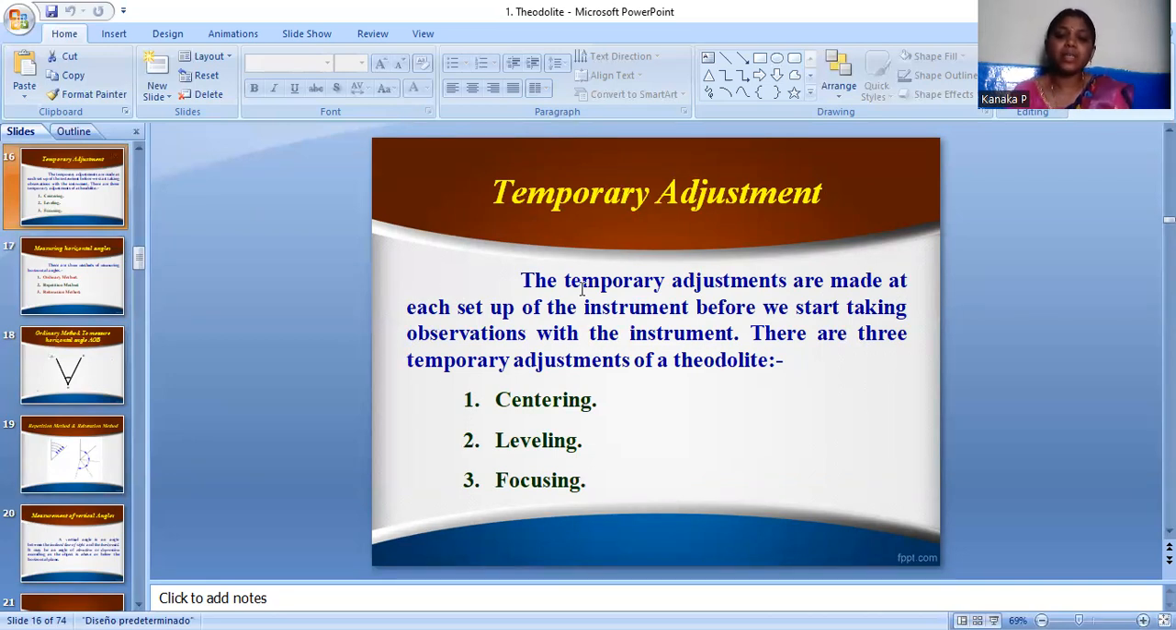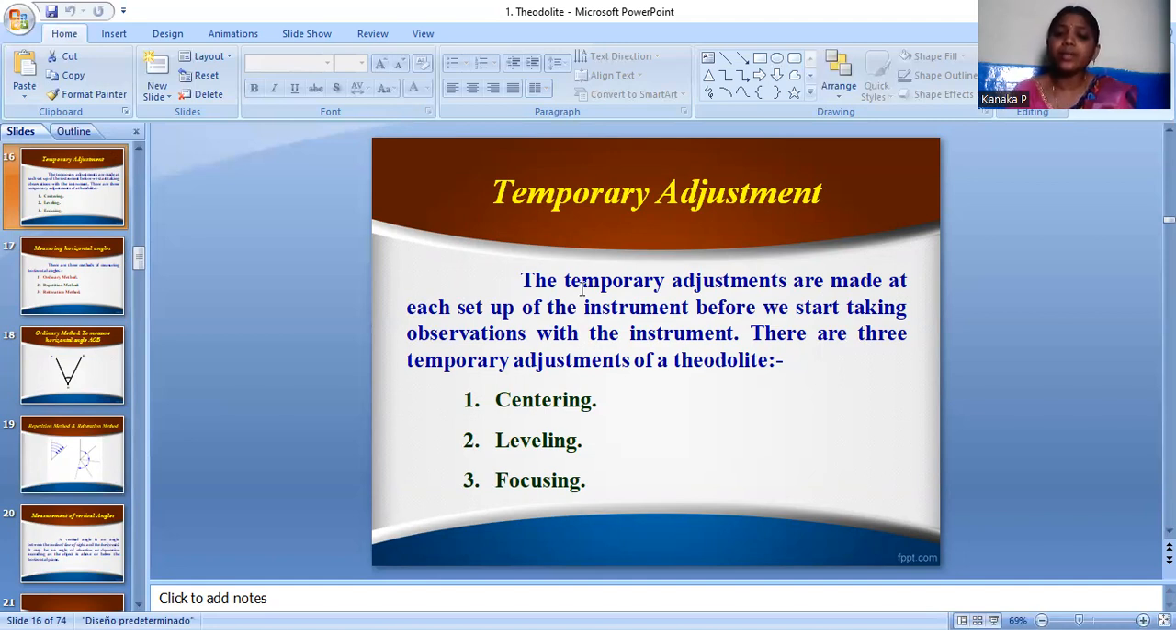Next one is tripod stand leveling. The legs of the tripod stand are spread well apart and fixed firmly on the ground. Approximate leveling is done by the stand itself. In order to do this, 2 legs are kept firmly fixed. The third one is moved such that the bubble remains at the center of the run. And then centering.